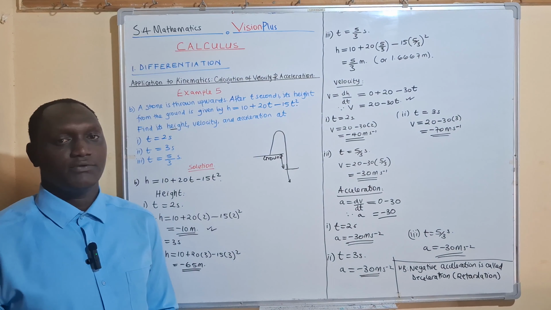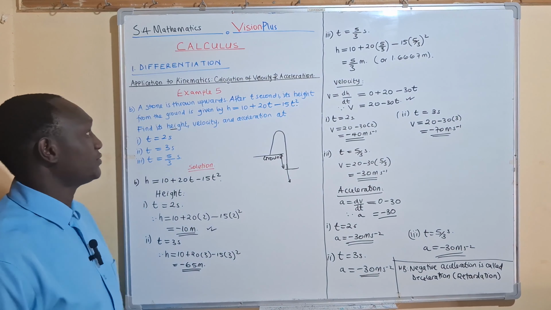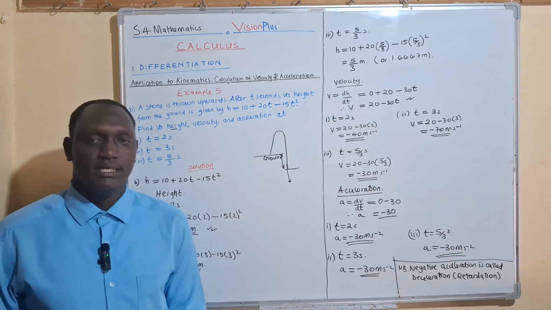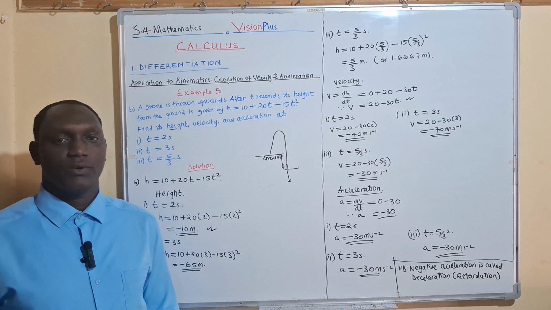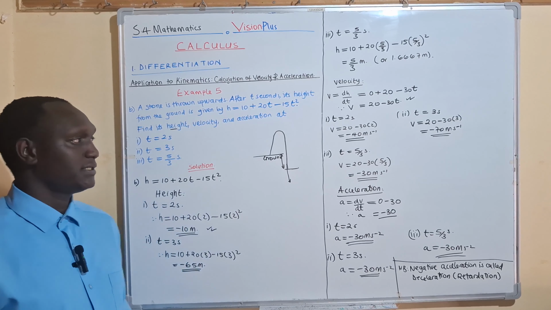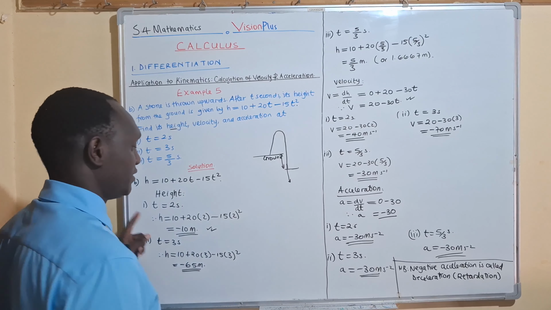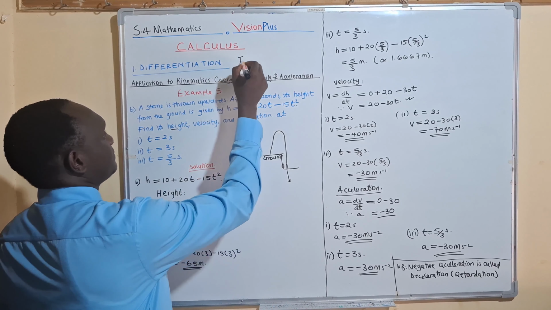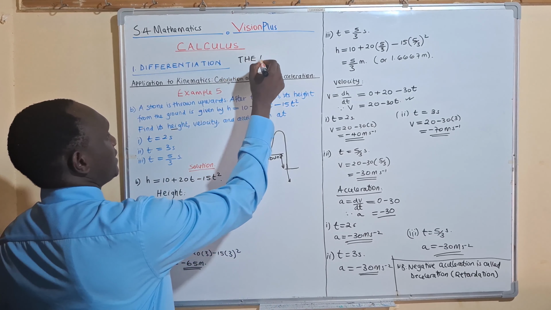So this is the end of the application of differentiation to kinematics, that is calculating velocity and acceleration. And we have come to the end of differentiation. This is the end of differentiation. Where can I write it? The end. And put it here.